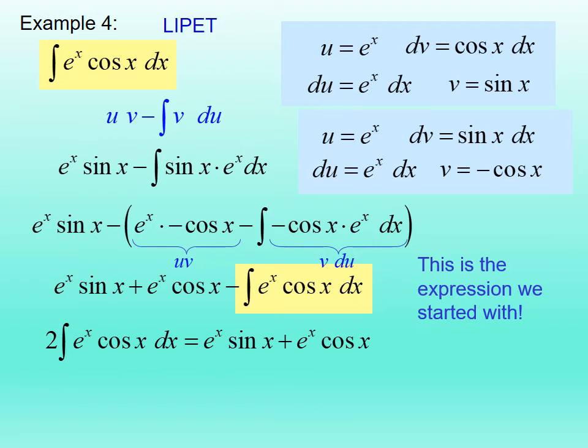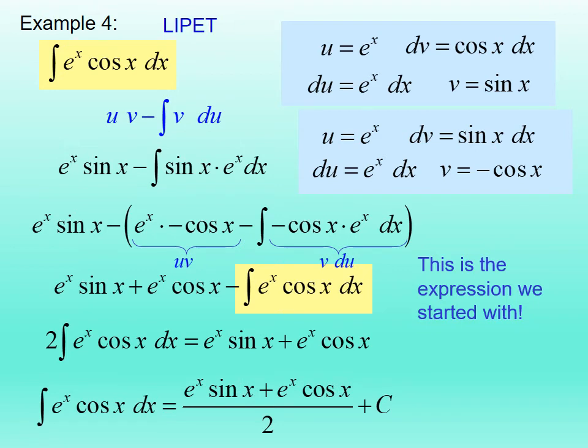Since they are like terms, they can be added together to give us 2 times the integral of e to the power of x cos x dx. Good. So to isolate the integral, you can divide each side by 2, and your integral is e to the power of x sin x plus e to the power of x cos x, divided by 2, plus the constant of integration.